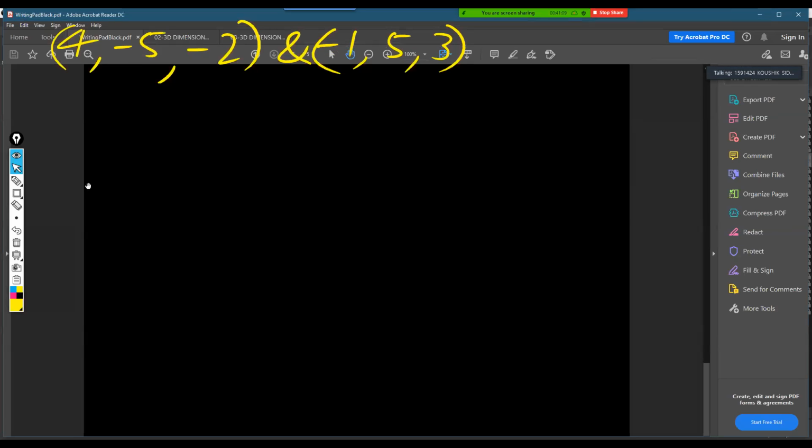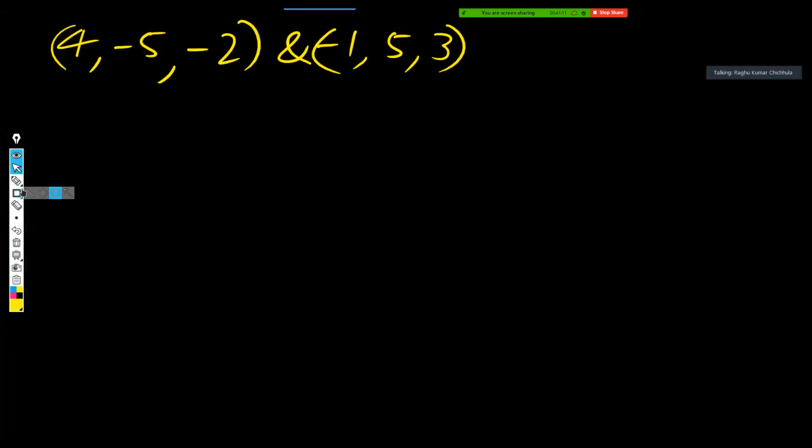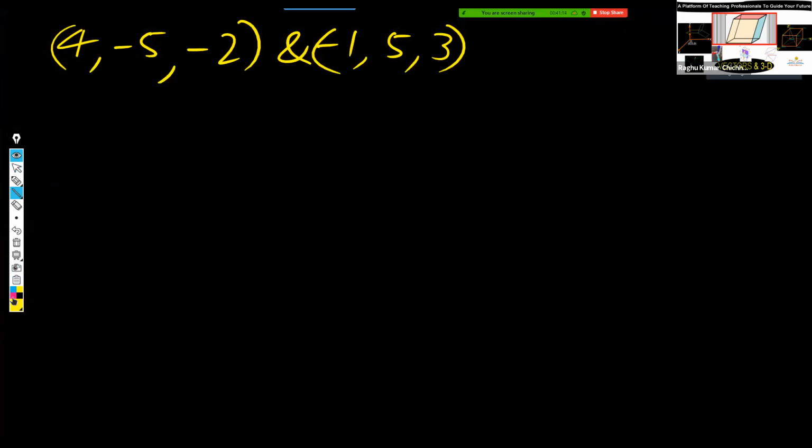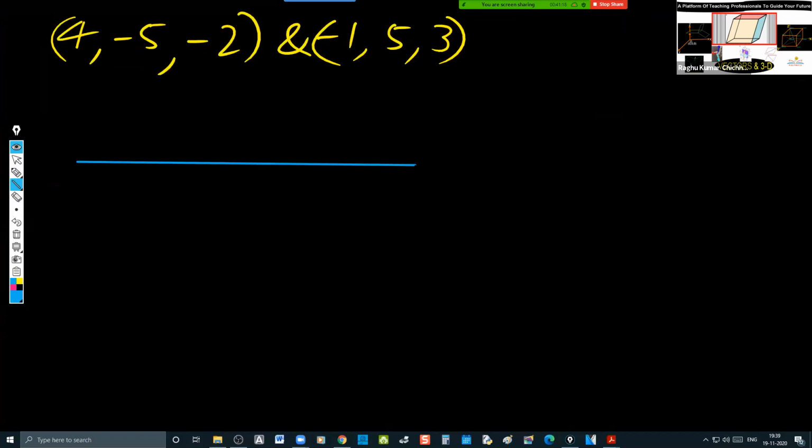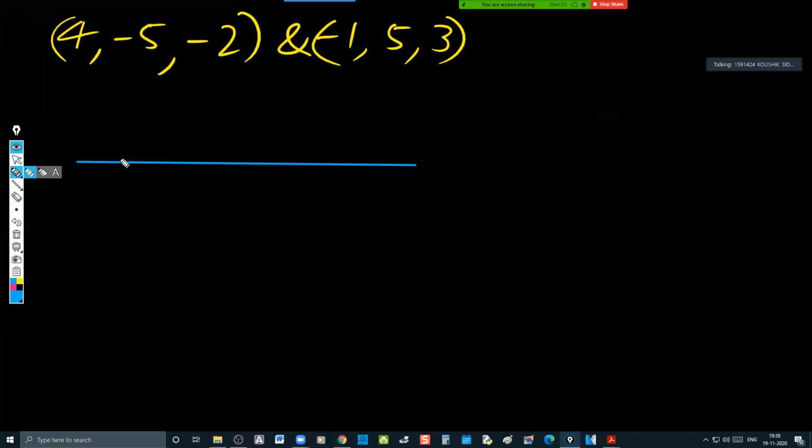Kaushik. Yes, sir. These are the 2 points given. Now we have to find out the equation of the line passing through these 2 points.